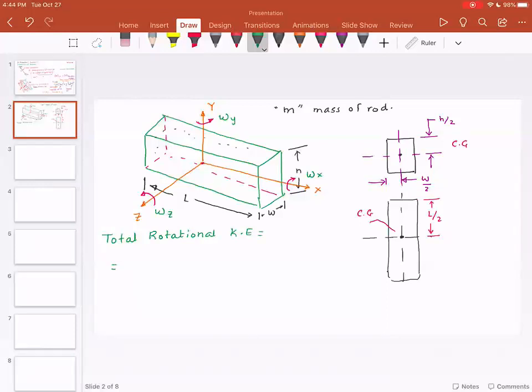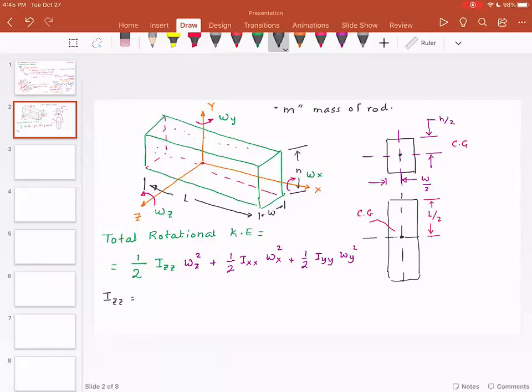The expression for total rotational kinetic energy is very simple. I'm going to write this down: 1/2 IZZ, the mass moment of inertia about Z, multiplied by omega Z squared, plus 1/2 IXX multiplied by the angular velocity squared about X, plus 1/2 IYY omega Y squared. Now the question is, what is IXX, what is IYY, and what is IZZ? I'm going to give you expressions, so please pay attention. There's a symmetry that you can follow.